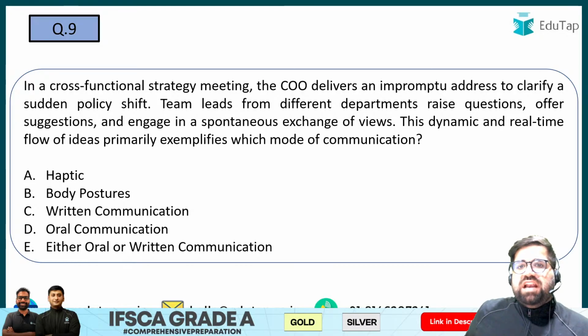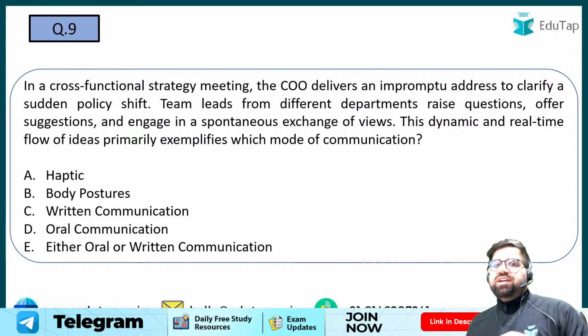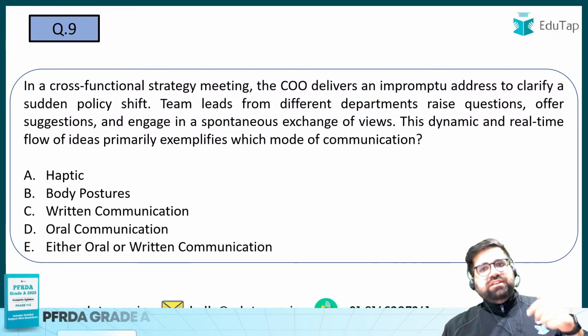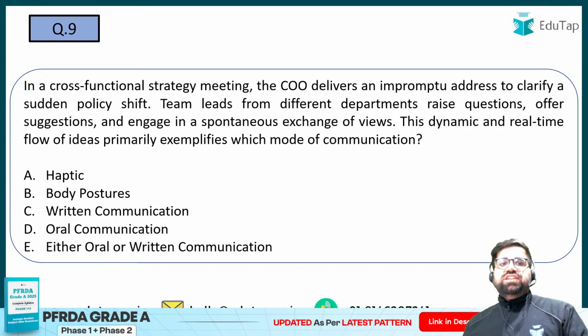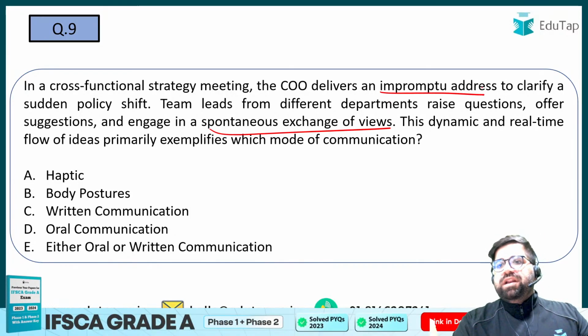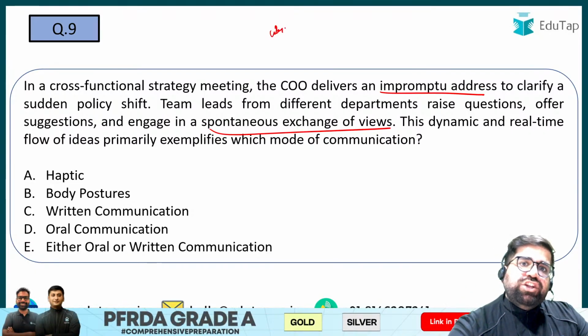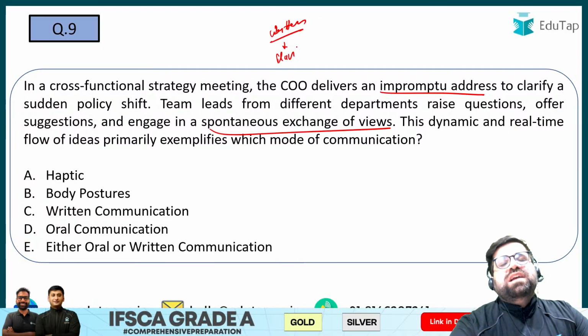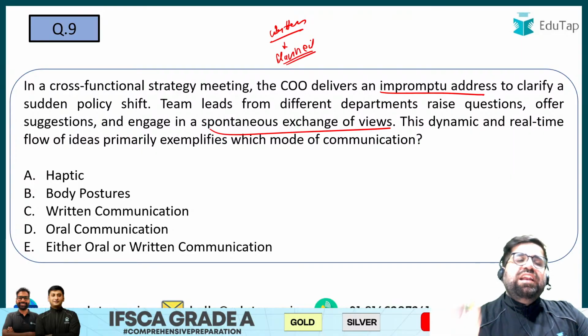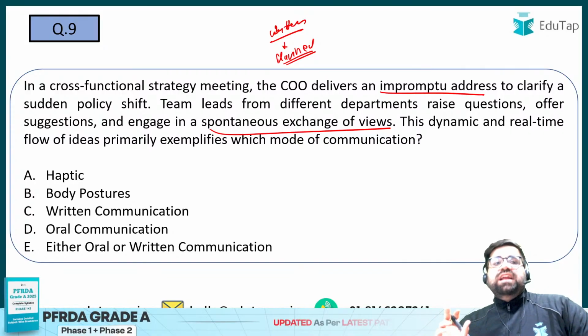In a cross-functional strategy meeting, the COO delivers the impromptu address to clarify a sudden policy shift. Team leads from different departments raise questions, offer suggestions and engage in a spontaneous exchange of ideas. Impromptu address. So this will definitely not happen in written communication, because written communication is always planned. In maximum cases it is planned, but the question is highlighting that it is happening impromptu or spontaneously.